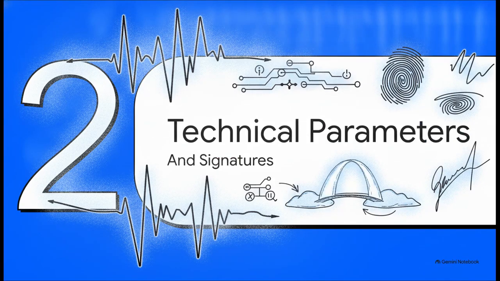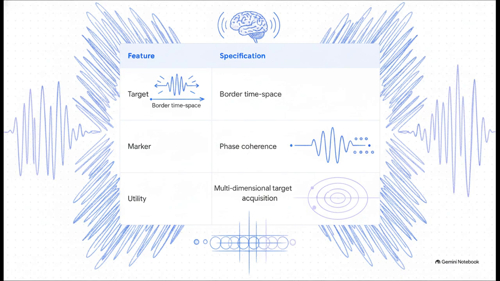Moving right along to Section 2, Technical Parameters and Signatures. To operate successfully in Focus 21, we really need to review the specific markers that make crossing the bridge possible in the first place. Let's look at the specs. The target designation for Focus 21 is literally the border between time-space and non-physical states. Now, the critical neurophysiological marker you need to actually achieve this is high-phase coherence.